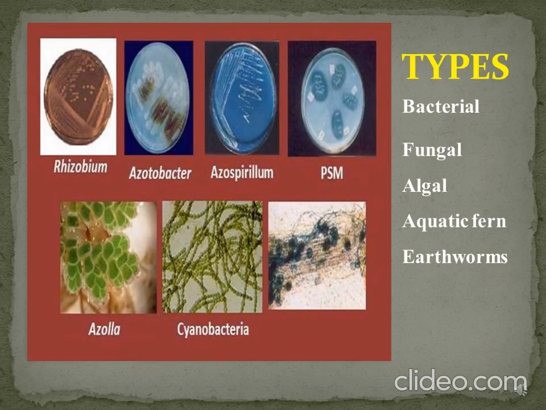Let's focus on the types of biofertilizers. Biofertilizers mainly are of three types: bacterial biofertilizers, fungal biofertilizers, and algal biofertilizers. Besides these three major types, some aquatic ferns can also be used as a potential source of biofertilizer, and in some cases, with the help of the earthworm, biofertilizers also can be produced.